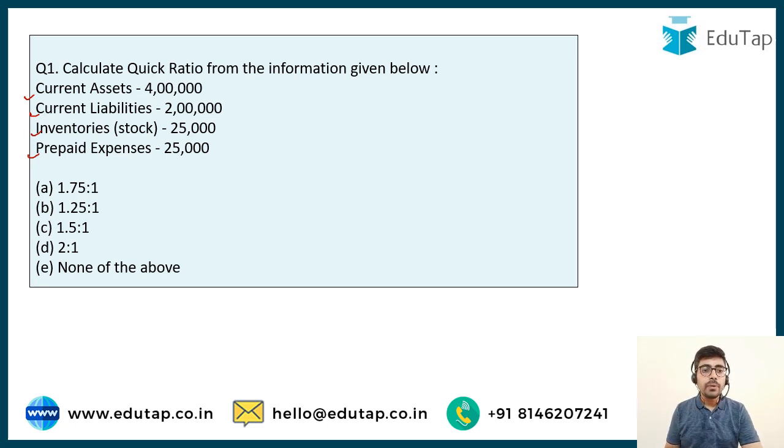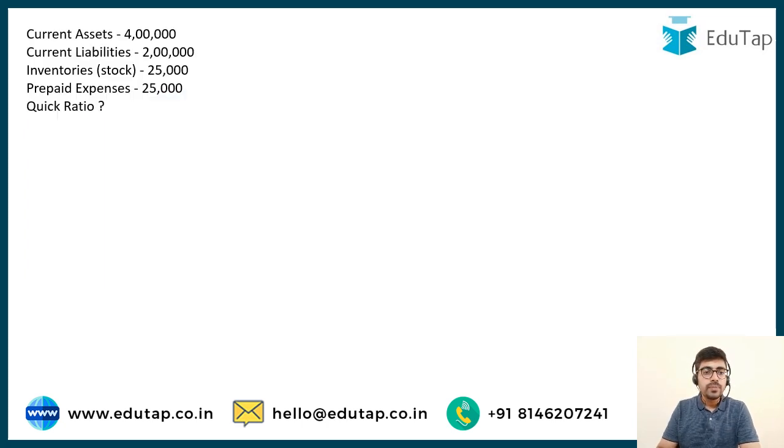Then you will feel more confident about solving these problems. So the question here is giving us different indicators and we have to compute the quick ratio. So let's try to compute it. Now these are the figures which are given in the question. We are given current assets 4 lakh, current liabilities 2 lakh, inventories 25,000, prepaid expenses 25,000.